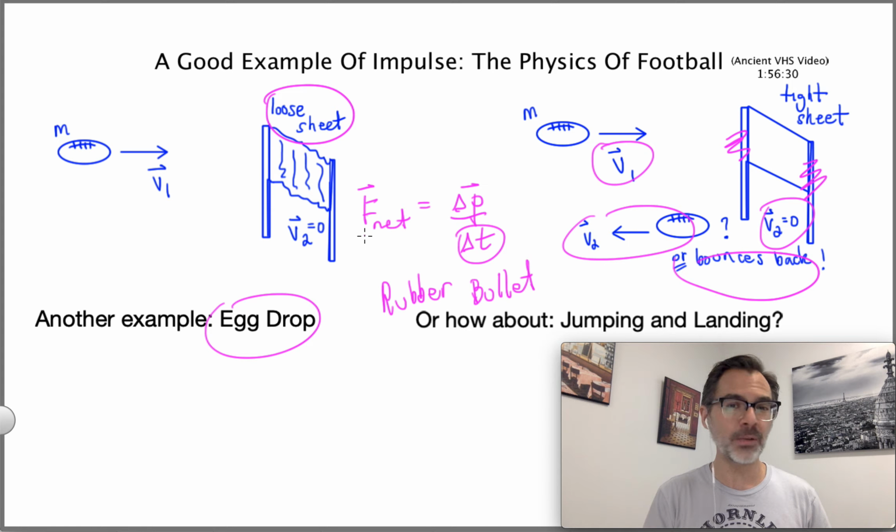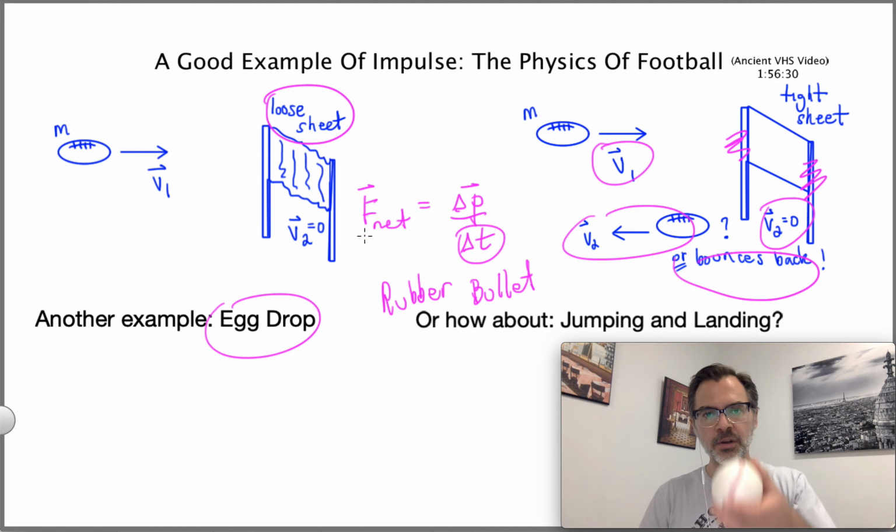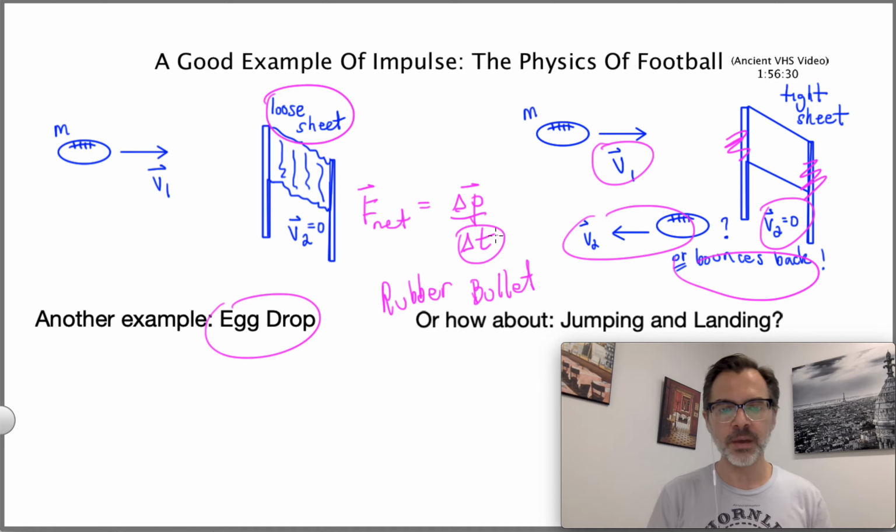But what if you put a pillow on the floor so that the fall is cushioned? In English, we say, oh, the fall was softened, the force was gentle. But in physics, we say, oh, well, when an egg falls into a pillow, it's like throwing a ball into a loose sheet. It basically increases the time and therefore decreases the force, and the egg doesn't break.